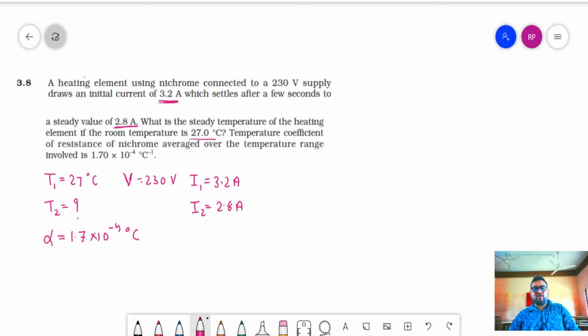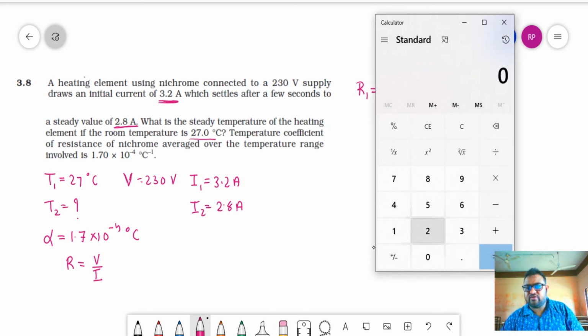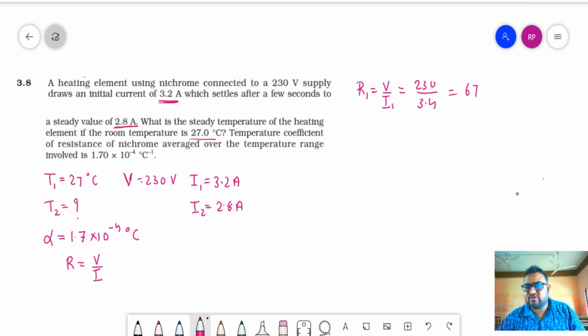Okay, so now see, we will use here the formula according to the Ohm's law. V equal to IR, so R is equal to V by I. So let's find out first R1. R1 is equal to V by I1. So V 230 volt upon 3.4. 230 divided by 3.4, that is equal to 67.647. So round figure 67.65.